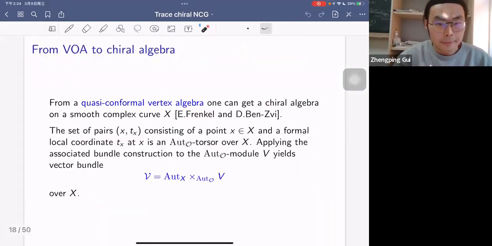So the point is that from a vertex operator algebra, we can glue this vertex operator algebra along an arbitrary smooth Riemann surface to get a vertex operator algebra bundle. And we can transfer this vertex operator algebra bundle to a chiral algebra. So in some sense, the vertex operator algebra can be viewed as a universal object for the chiral algebra.